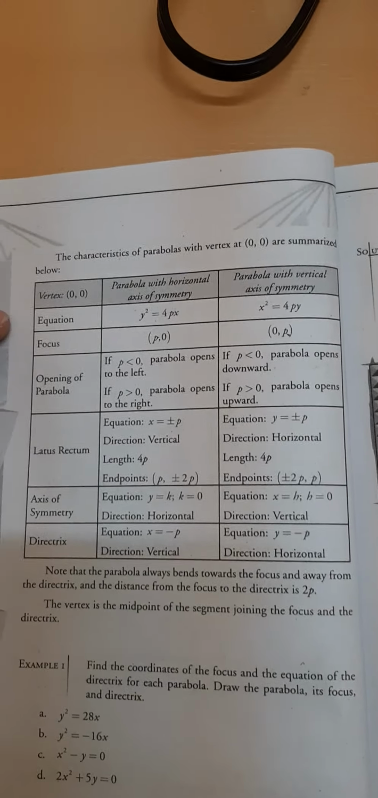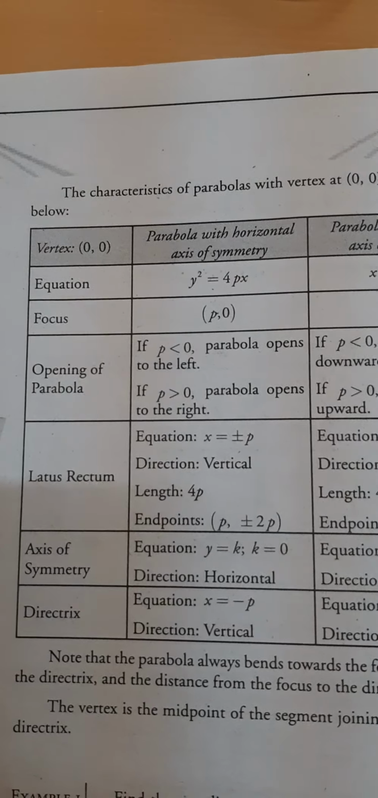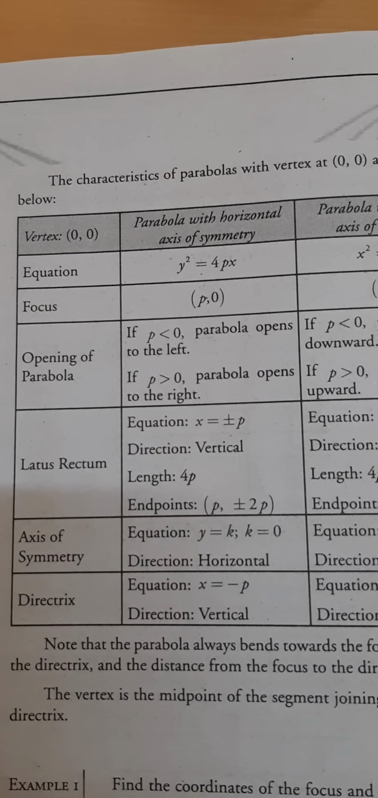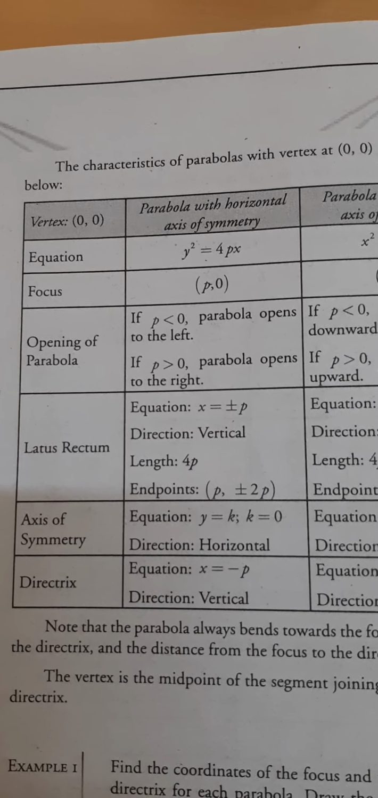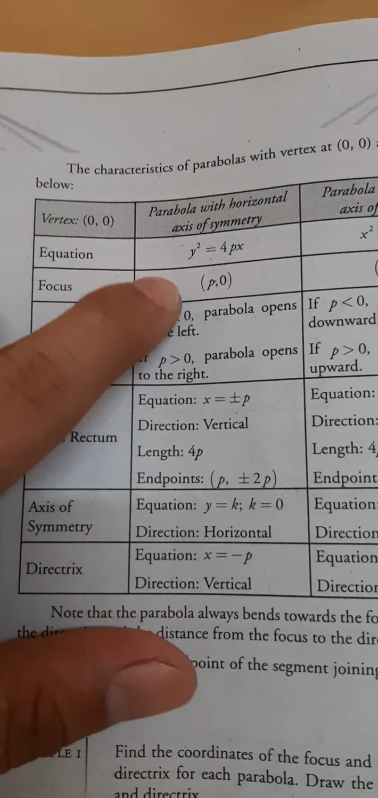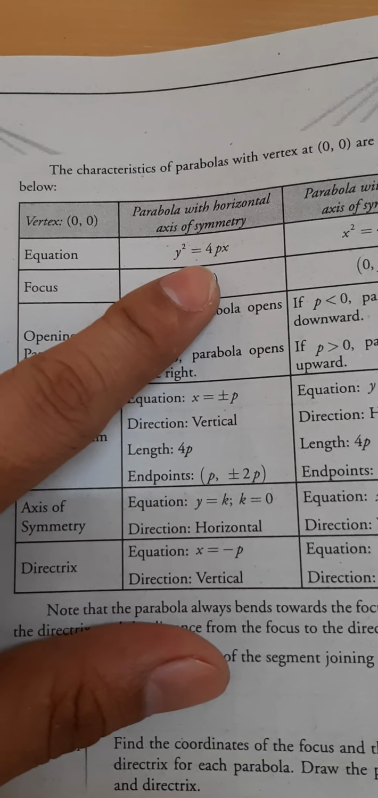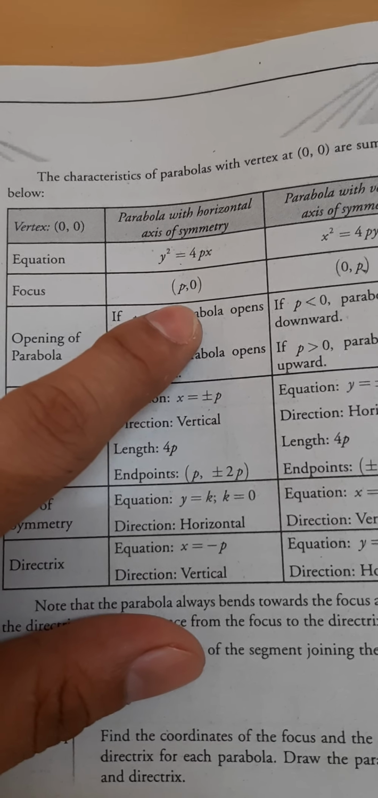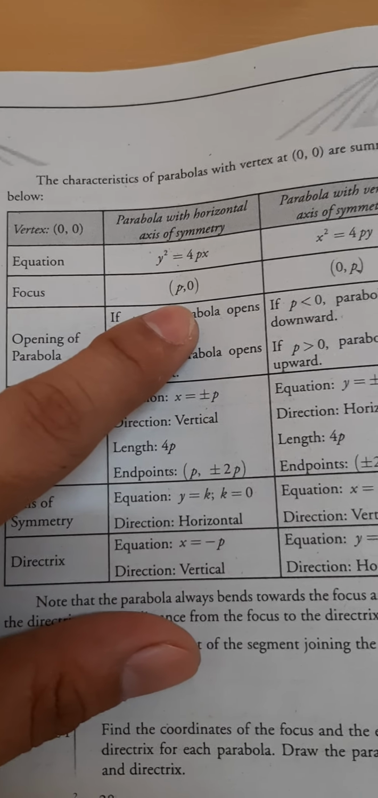And here we have the description of where the opening of the parabola is, what conditions should be considered, and the latus rectum. For example, we will focus first on the parabola with horizontal axis of symmetry. When we say horizontal axis of symmetry, the axis of symmetry is the x-axis. So it could open to the left or right. If that happens, the standard form of the equation is y squared equals 4px. And the focus is in the form of the ordered pair (p, 0).